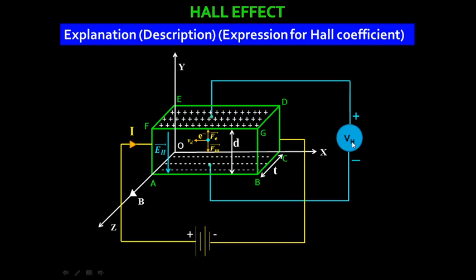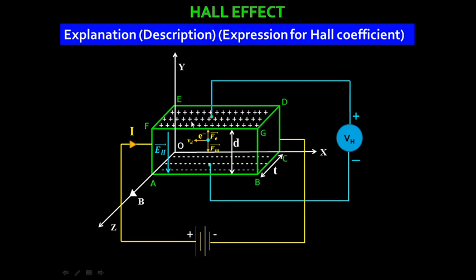Because of the electric field developed between the two faces in the negative y direction, the electric force due to this field will act in the upward, plus y direction, and because of that electric force, those electrons will again move towards the upward direction. When the electric and magnetic forces become equal, the flow of electrons will stop. It means that the electrons will move in their original path.